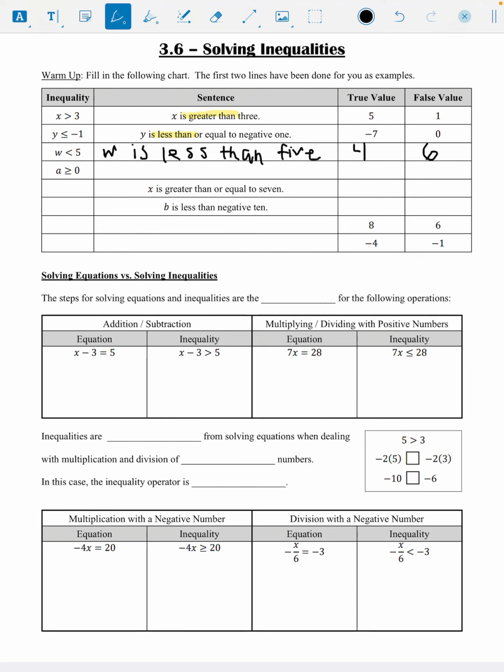So let's look at the next one. So the inequality is given to us, and as a sentence that would say that a is greater or equal to 0. So it's greater or equal because you have the greater than sign, because a is greater, but the line underneath is an equal sign. So that means part of an equal sign. So that means that a is greater or equal to 0.